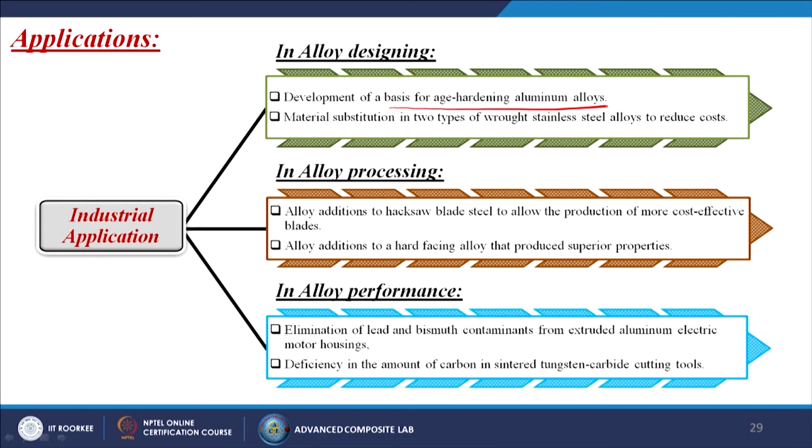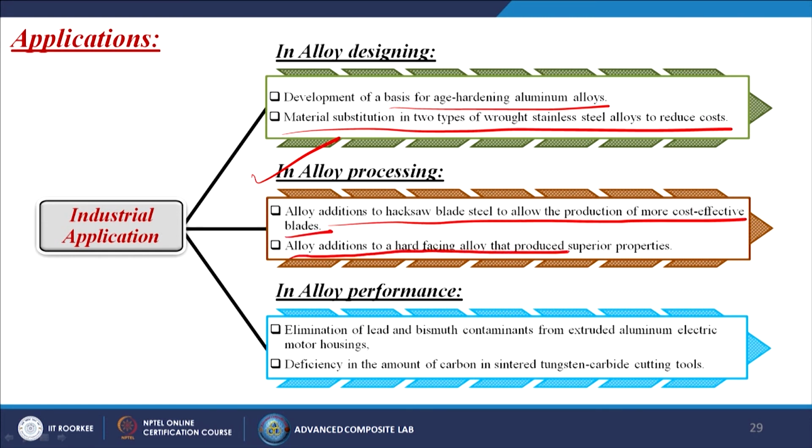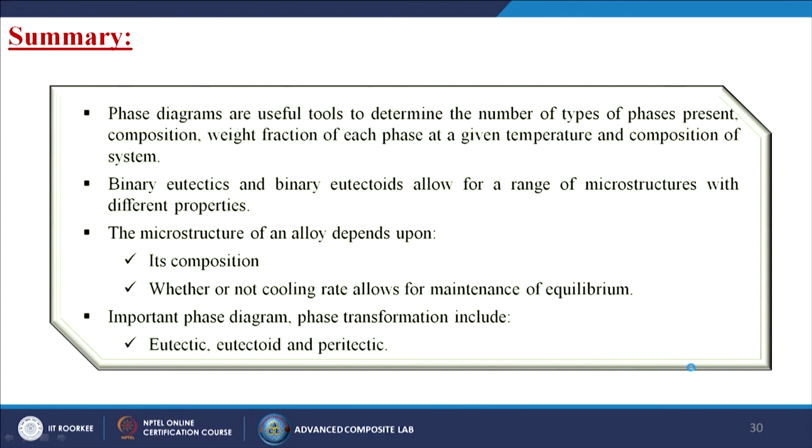Generally there are several types of industrial applications in alloy designing. Development of a basis for age hardening aluminum alloys, material substitutions in two types of wrought stainless steel alloys to reduce cost. In alloy processing, alloy additions to hacksaw blade steel to allow the production of more cost effective blades. Alloy additions to a hard facing alloy that produce superior properties. In alloy performance, estimation of lead and bismuth contaminants from extruded aluminum electric motor housings, deficiency in the amount of carbon in sintered tungsten carbide cutting tools. So there are several types of applications.